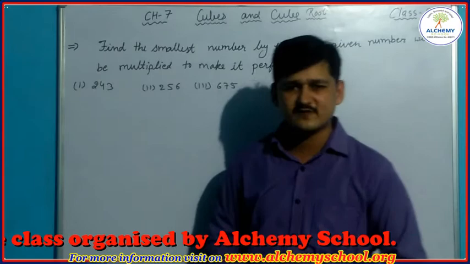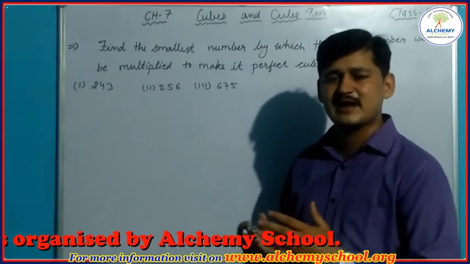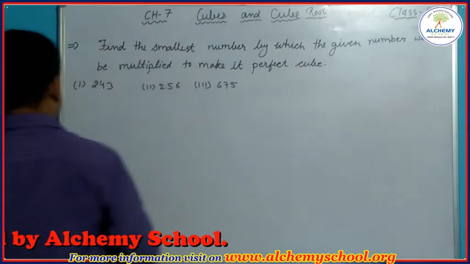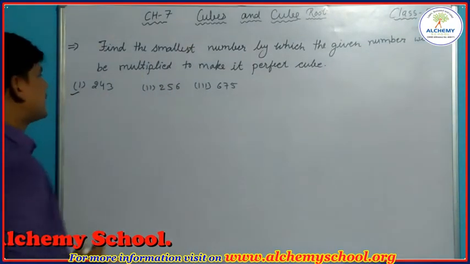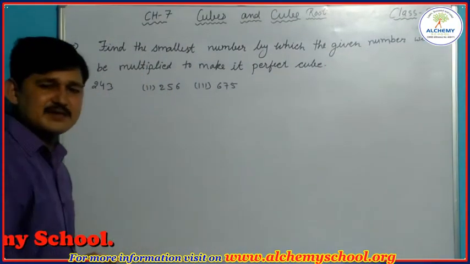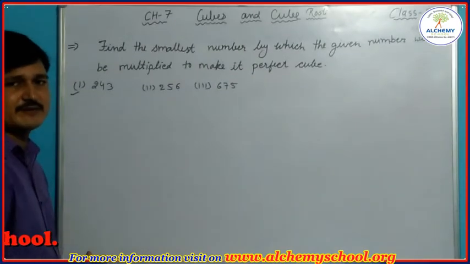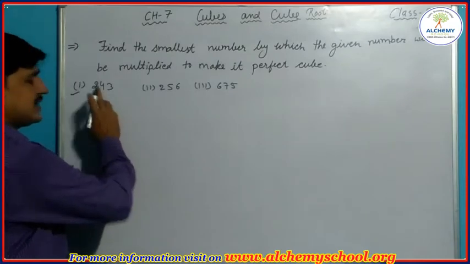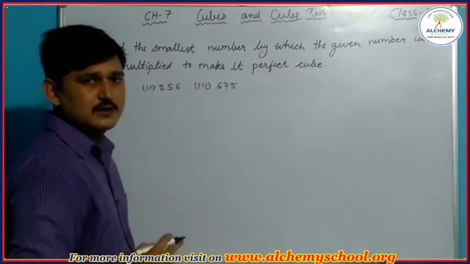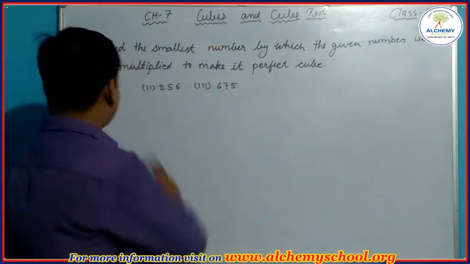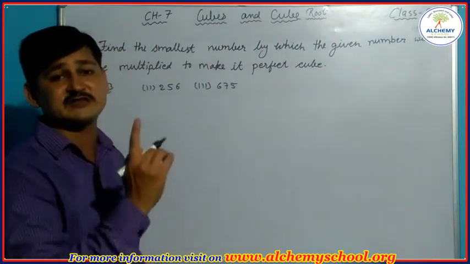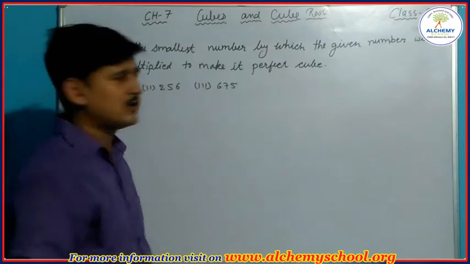So let's see how we can find such a number that is multiplied to the given number to make it a perfect cube. The first example that I have taken here is 243, and these examples I have taken from exercise 7.1. So let's see by which smallest number 243 will be multiplied to make it a perfect cube. First of all we have to factorize 243 and find whether 243 is a perfect cube or not.